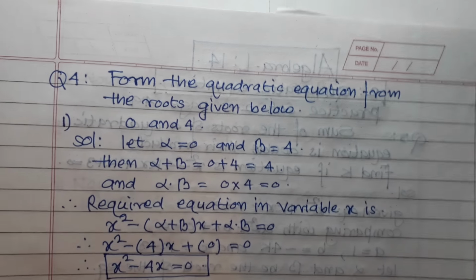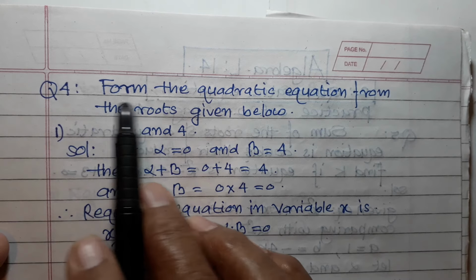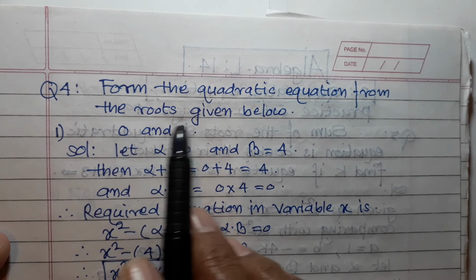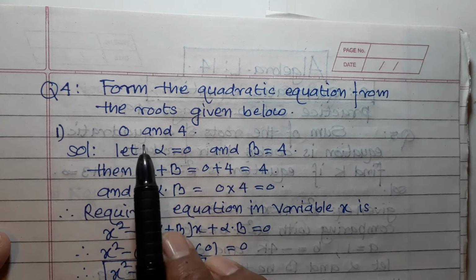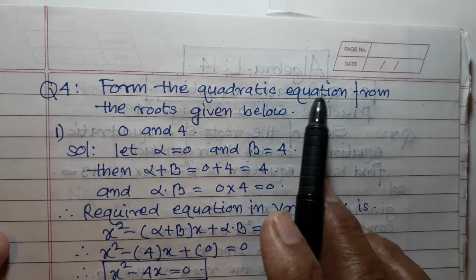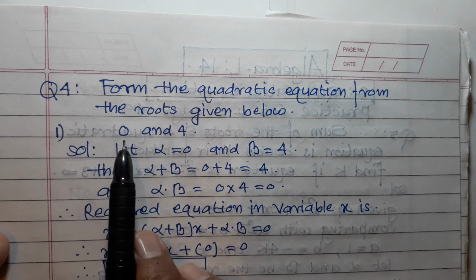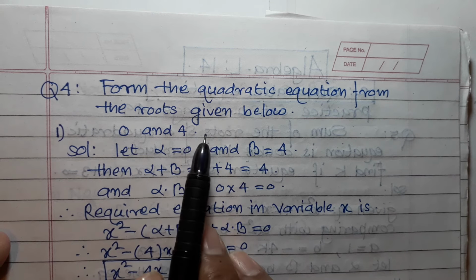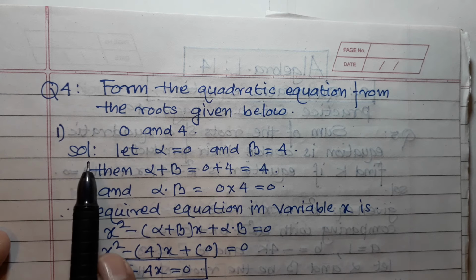Question number 4. Form the quadratic equation from the roots given below. Means in this case roots are given and you have to write the quadratic equation. Okay. Question number 1. 0 and 4 are the roots of the quadratic equation. Now you write your solution in this way. Solution.